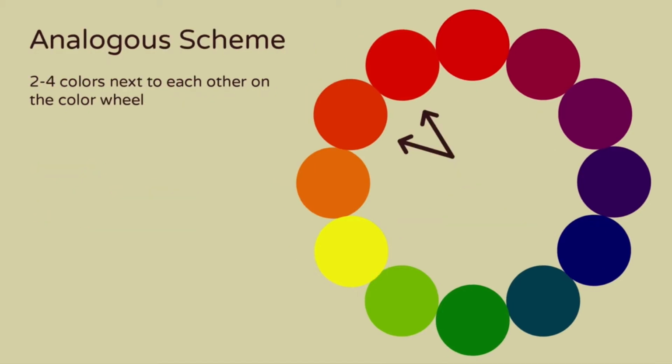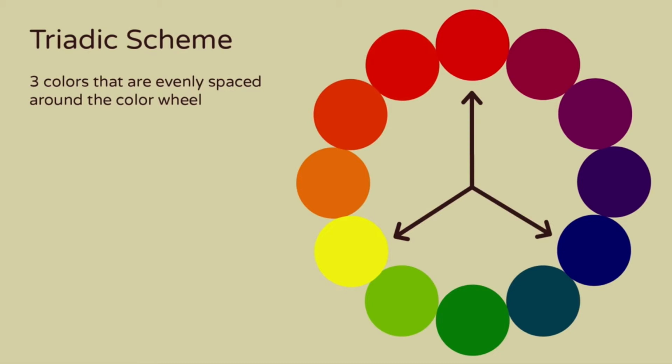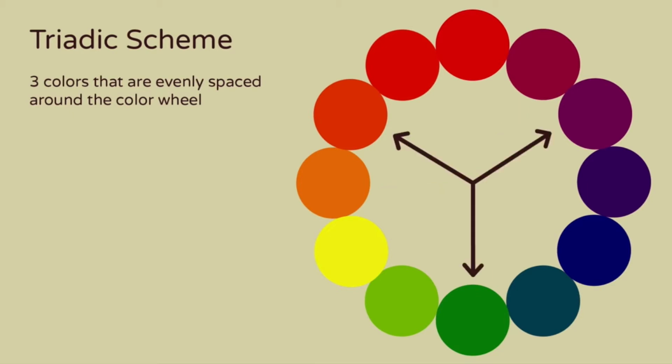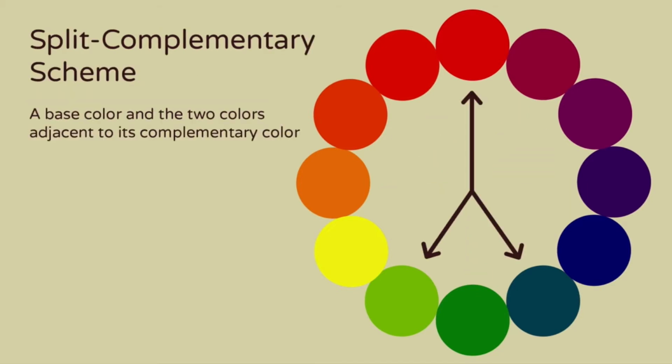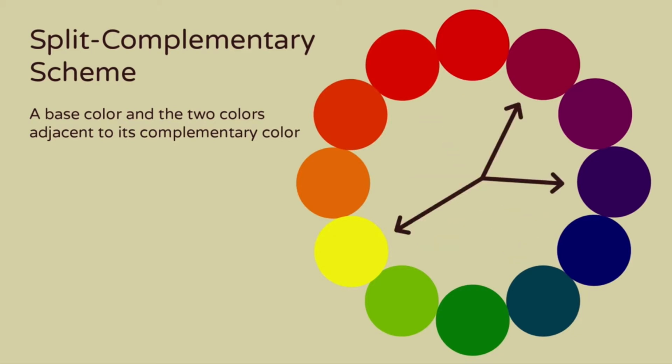An analogous color scheme is made up of 2 to 4 colors sitting next to each other on the color wheel. These are just a few examples of analogous color schemes. A triadic color scheme is made up of 3 colors that are evenly spaced around the color wheel. Again, these are just a few examples of triadic color schemes. A split complementary color scheme is made up of a base color and the 2 colors adjacent to its complementary color.